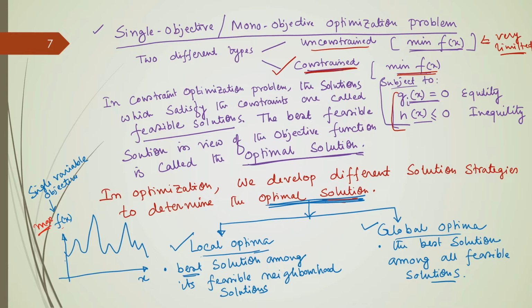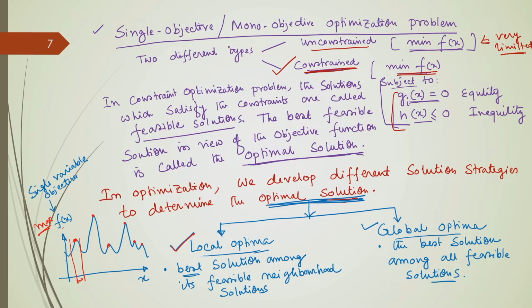So, whichever solution has the maximum value of f will of course be an optimal solution. You can see this function has several peaks. This is one peak, this is another peak, another peak, and so on. Now, if you consider some range of x, that is, within this neighborhood, this is one of the optimal solutions, and this is of course a local optima.